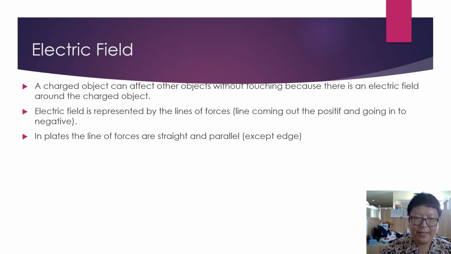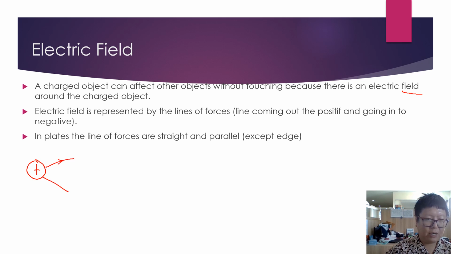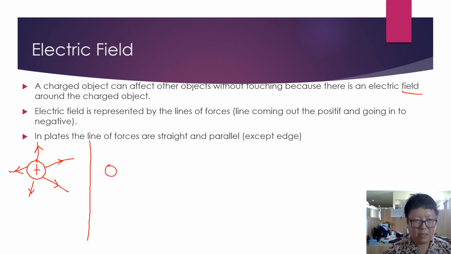A charged object can affect another object without touching because there is an electric field. So in this part, I'm going to ask you to draw the electric field. For the positive charge, the electric field goes out, like this shape, draw it longer. This is the electric field for a positive charge object. For a negative charge, it goes in.